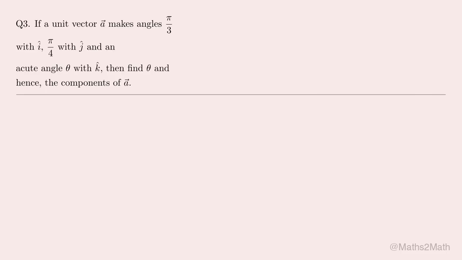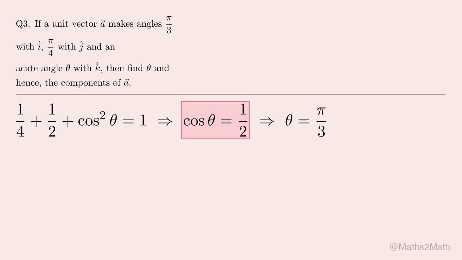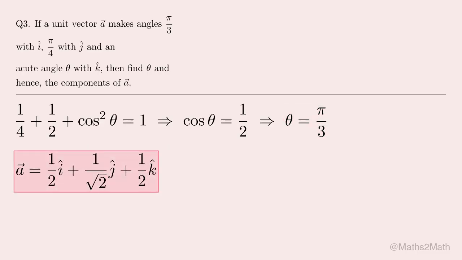Question 3. The direction cosines must square to 1. The third cosine follows. A quarter plus a half plus cosine squared theta equals 1. Cosine theta is 1/2, so theta is pi over 3. The components are the three cosines.